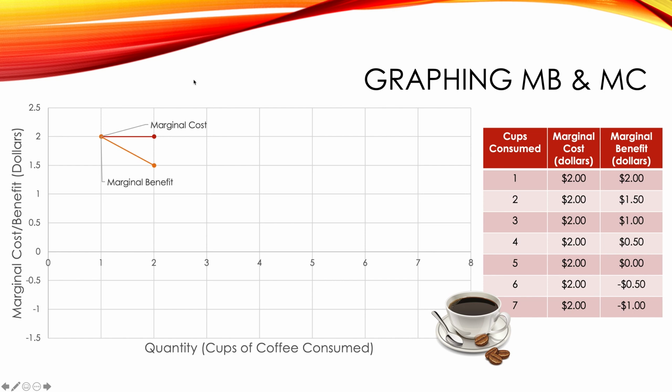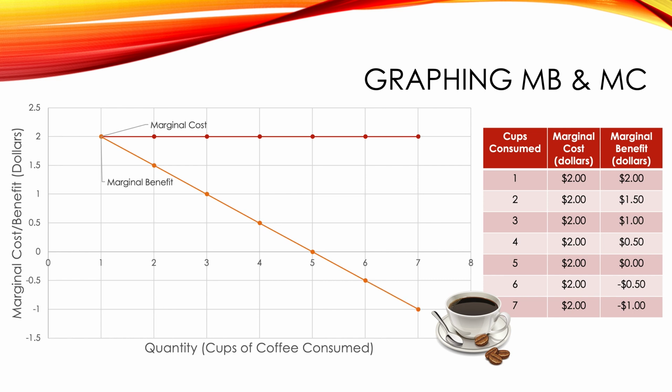So now, we'll keep graphing. So this red line, that's going to represent our marginal cost, which as you know, is going to stay constant at $2. And our marginal benefit, as we also know, because of diminishing marginal benefit, diminishing marginal utility, whatever you'd like to say, is going to keep declining. So let's take a look. As you consume more cups of coffee, the marginal cost doesn't change, but your marginal benefit gets less every single time until it even crosses into the negative territory down there.